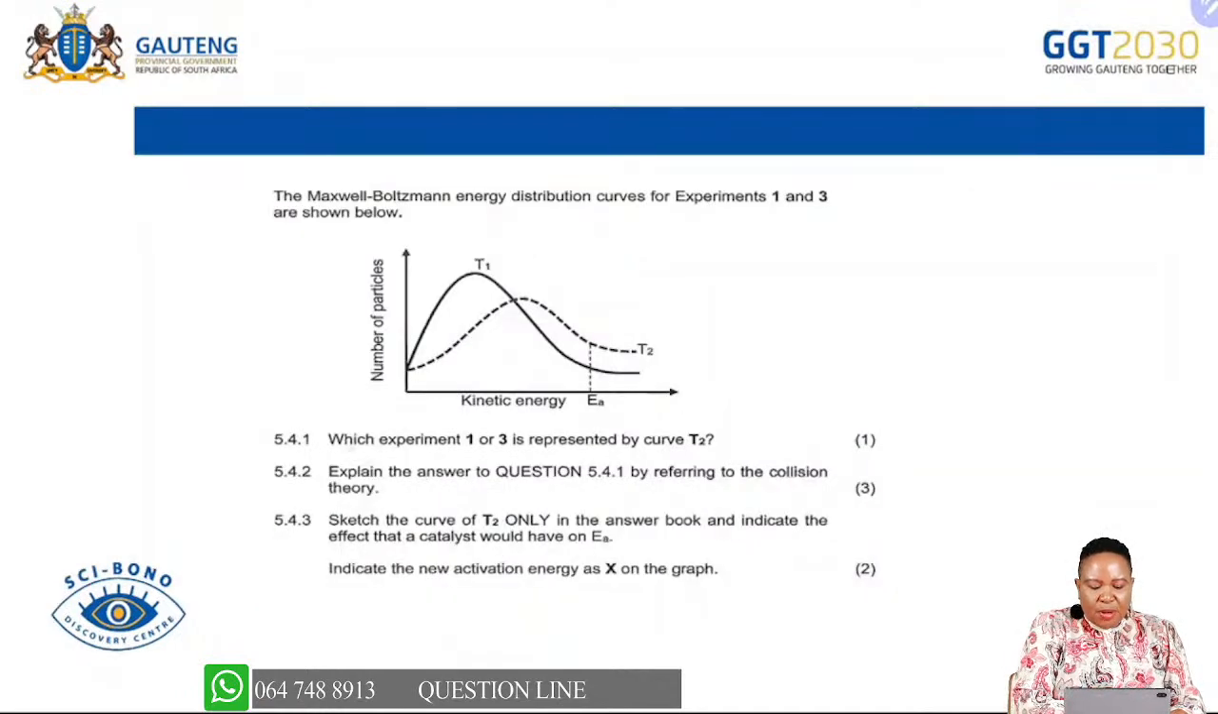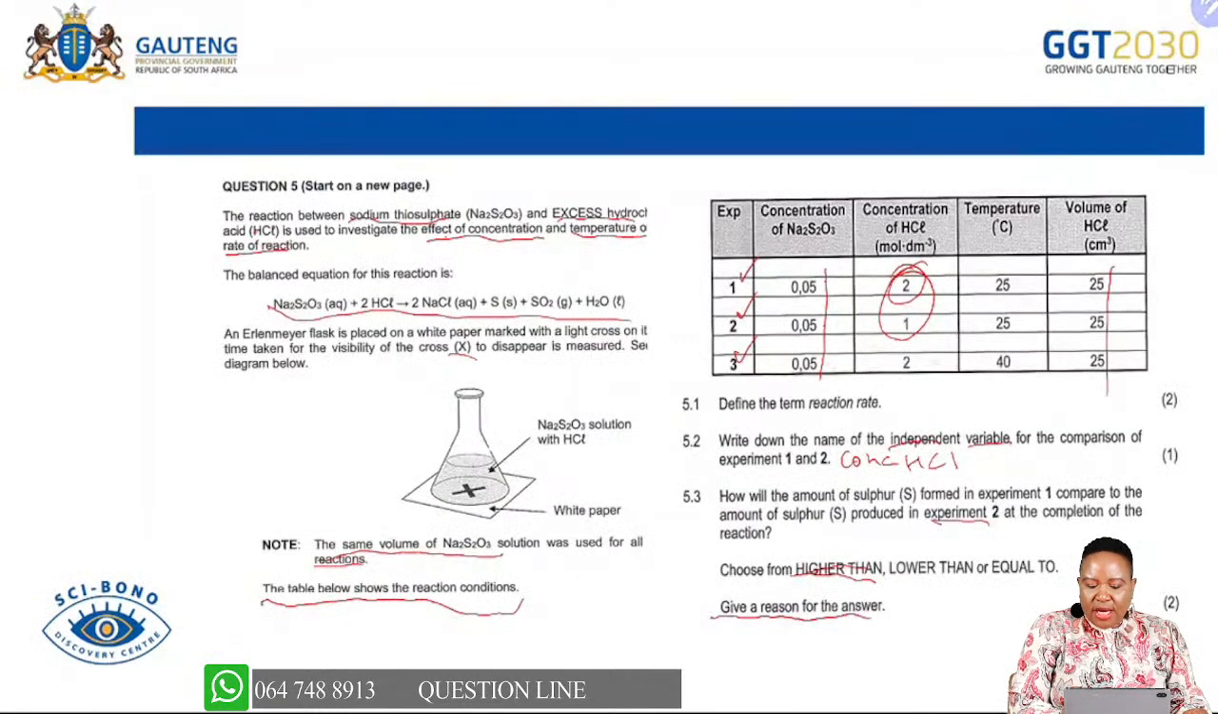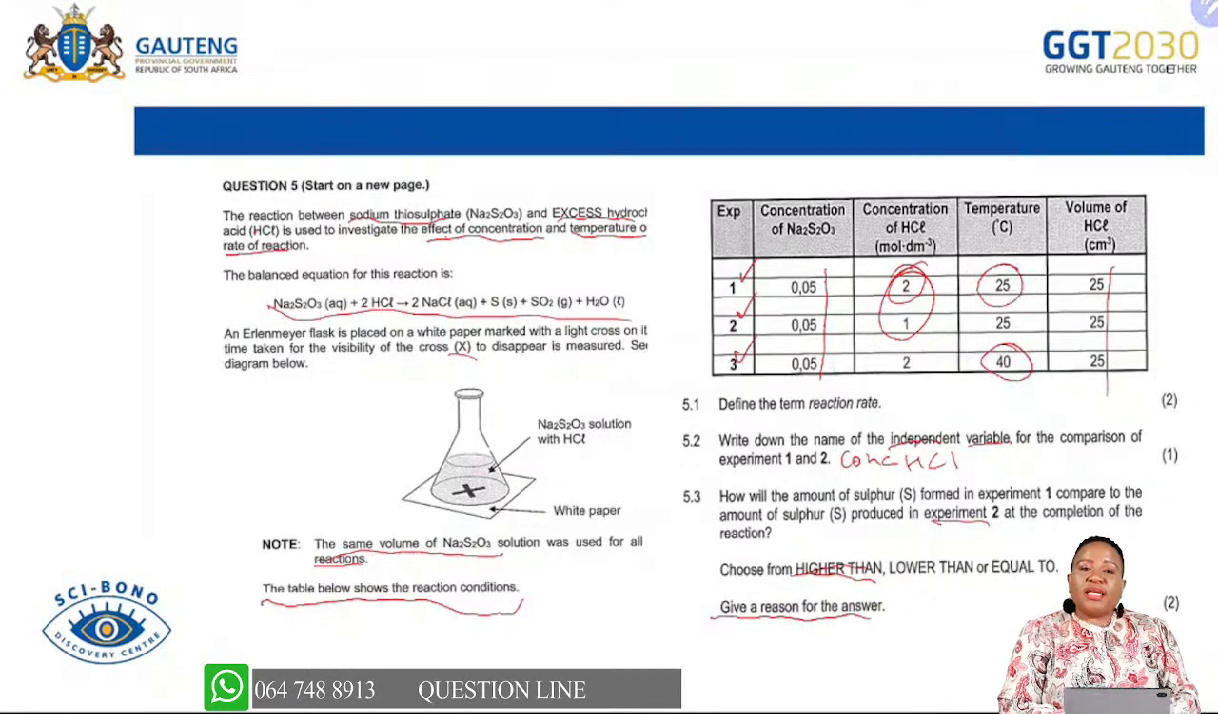Then which experiment, 1 or 3, is represented by curve T2? Remember, this is a Maxwell-Boltzmann distribution curve, and we know that it represents what? It represents temperature, because we discussed the shapes of each and every graph. So when you look at experiment 3, you can see that experiment 3 is at 40 degrees Celsius, whereas experiment 1 is at 25. So you expect that experiment 3 will have a higher temperature.